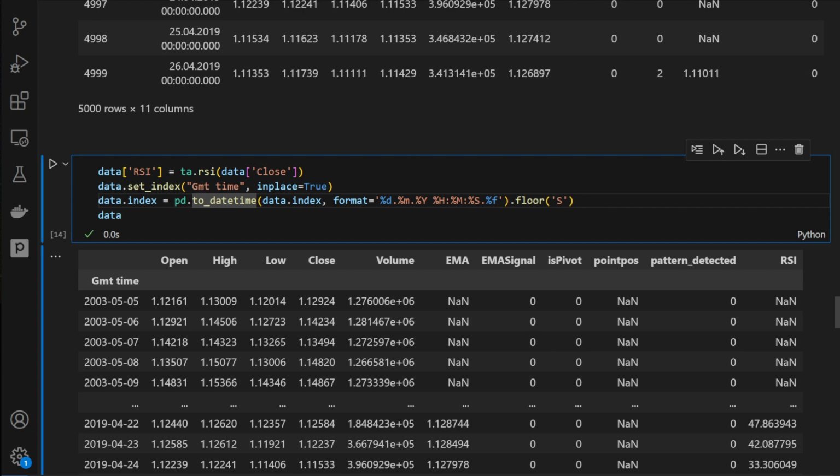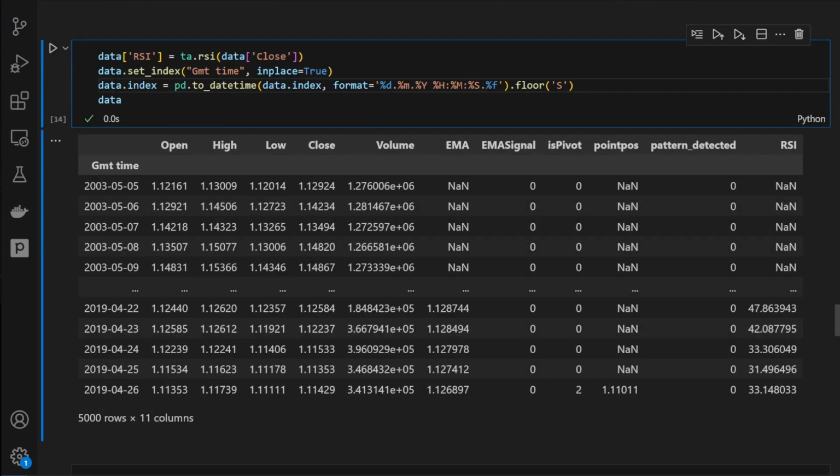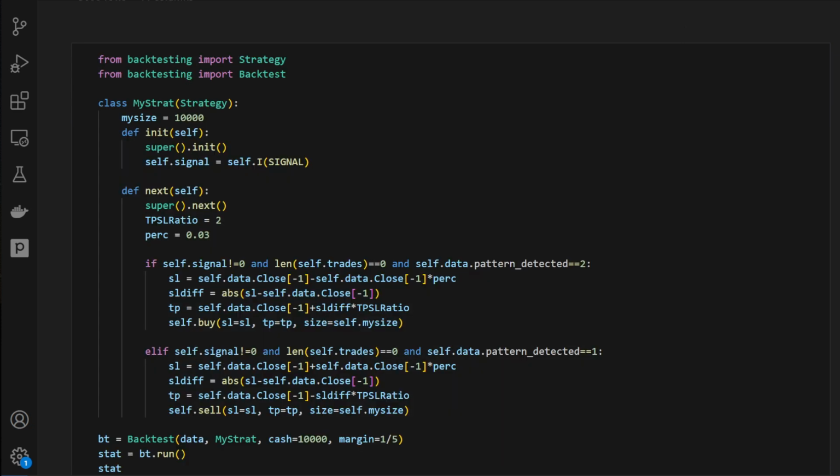So I'm going to run this cell, and we're going to check the state of our current data frame. We have the GMT time index, we have the open, high, low, close, the volume, the EMA signal, is pivot, the position points, which is just for plotting, and pattern detected, which is basically our signal, and the RSI that we're going to use later on in our trade management when we're applying our backtesting.